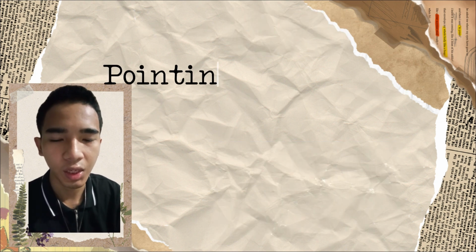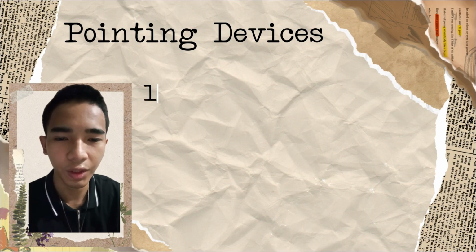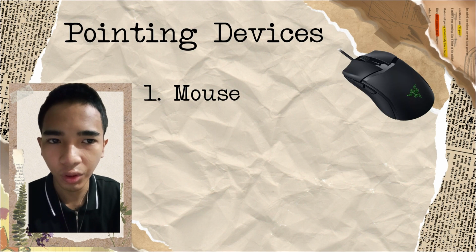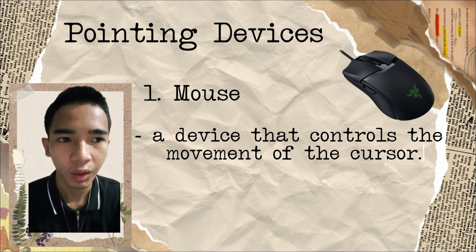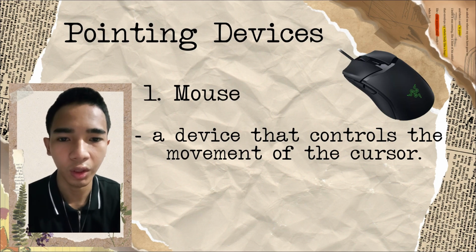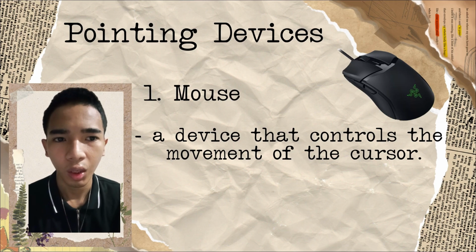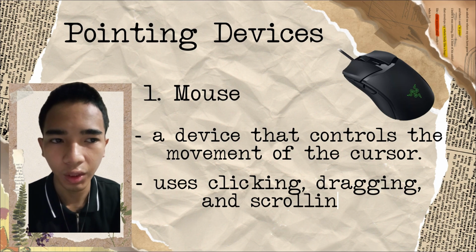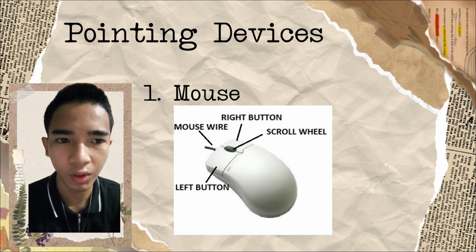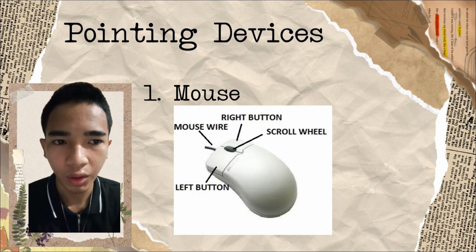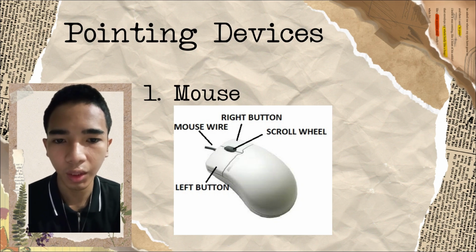Next, sa second classification, pointing devices, we have the first, which is the mouse. A mouse is a pointing input device that controls the movement of a cursor on the computer screen. It allows the user to interact with the computer by clicking, dragging, and scrolling. The left button is used for selecting items, and the right button opens shortcut menus. And the scroll wheel moves pages up and down.